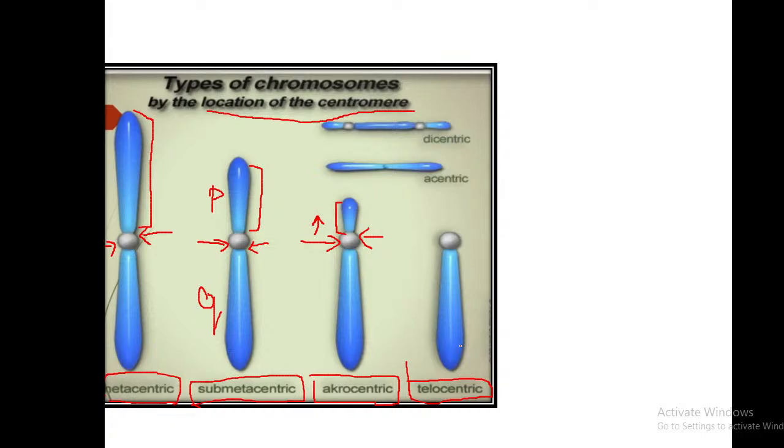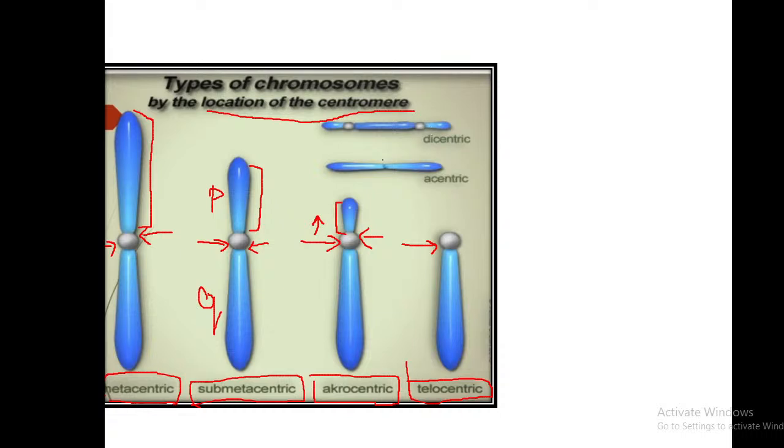And next is the telocentric chromosome. Telocentric chromosome means the centromere will be located at the tip of the chromosome. It's not a stable type of chromosome and it does not exist in a cell. Telocentric is a very unstable form, so it is not very common in a cell. So these are the types of chromosomes based on the location of centromere: metacentric, submetacentric, acrocentric and telocentric chromosome.